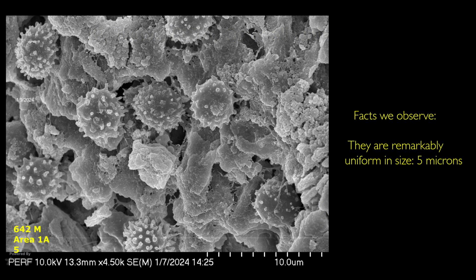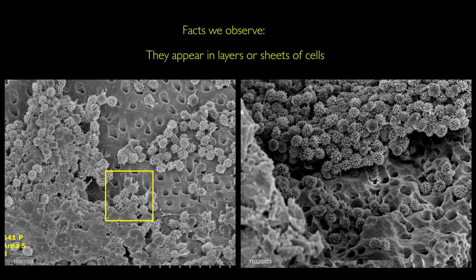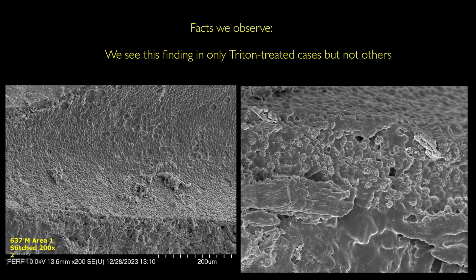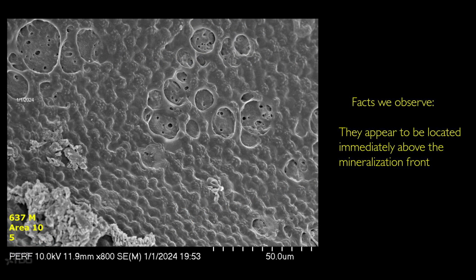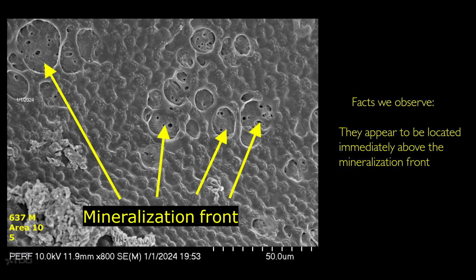So to review, they're 5 microns in size, very uniform. All the cases we've looked at, all the same size. They appear in layers or sheets of cells, just as cells do. We find them only in Triton-treated cases. Haven't seen any pictures like this in non-Triton cases. They appear to be located immediately above the mineralization front, laying right on top of it, and some of them actually look like they fall into the mineralization front.